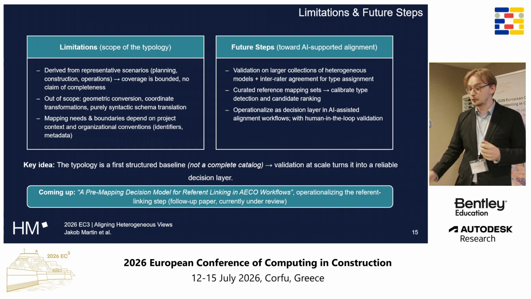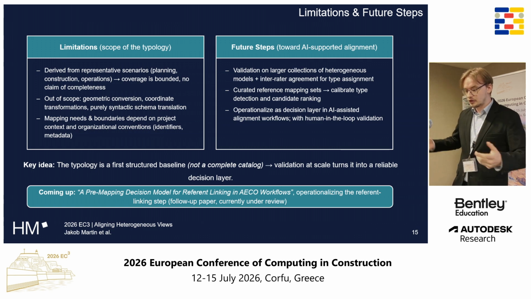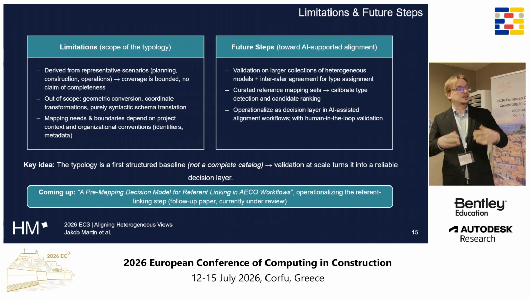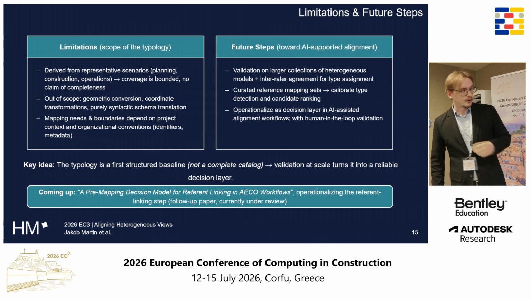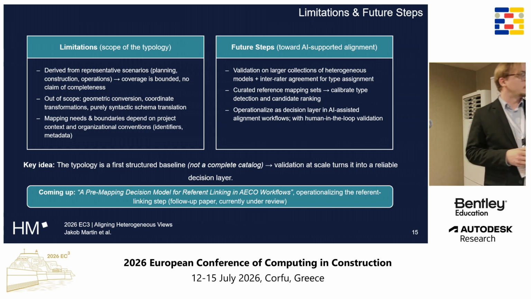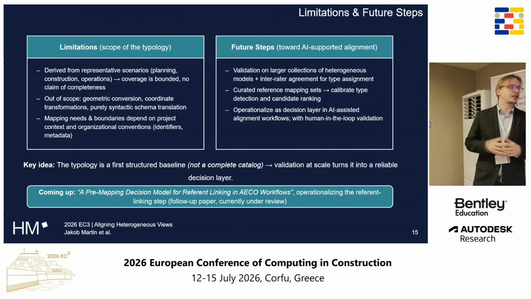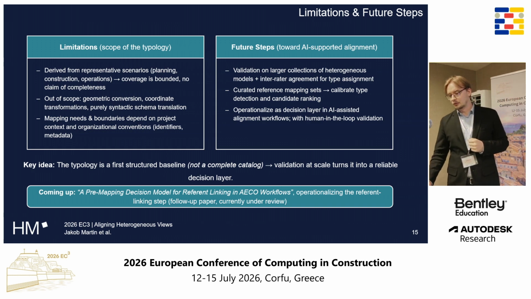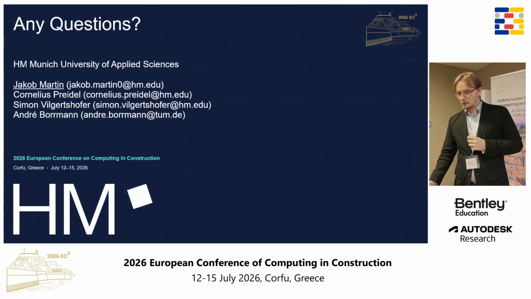And the future steps for that towards the implicated AI system is that we want to do this on a larger scale and test this on a data set and actually verify these different kinds of mapping steps. And there is also another work coming up, which is called a pre-mapping decision model for reference linking in the AECO workflows. So there we did the first testings on a very small data set to actually verify and use this derived mapping topology.